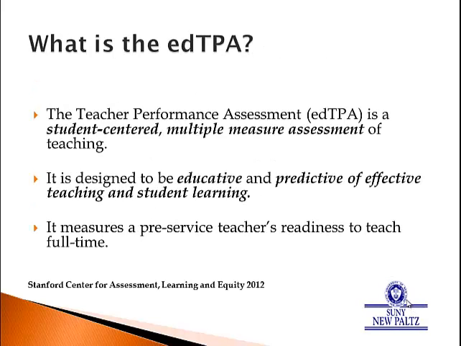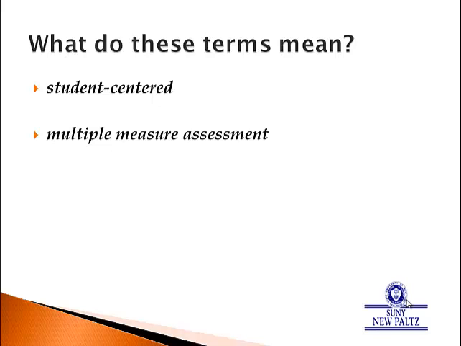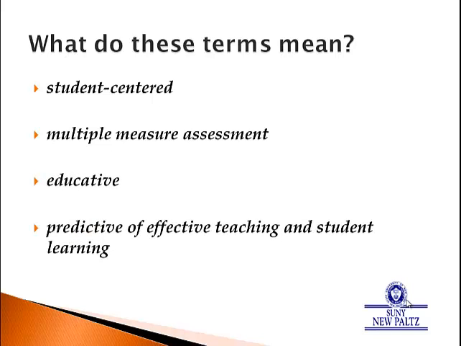The Teacher Performance Assessment, known as the edTPA in New York State, is a student-centered, multiple-measure assessment of teaching. It is designed to be educative and predictive of effective teaching and student learning. The edTPA measures pre-service teachers' readiness to teach full-time. Let's take a closer look at the italicized terms on the last slide to deepen our understanding of edTPA. How is the edTPA student-centered, a multiple-measure assessment, educative, and predictive of teaching and student learning?